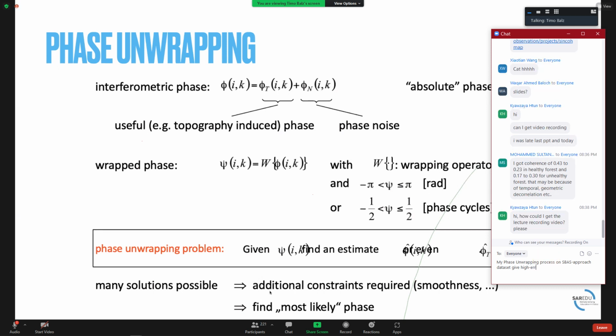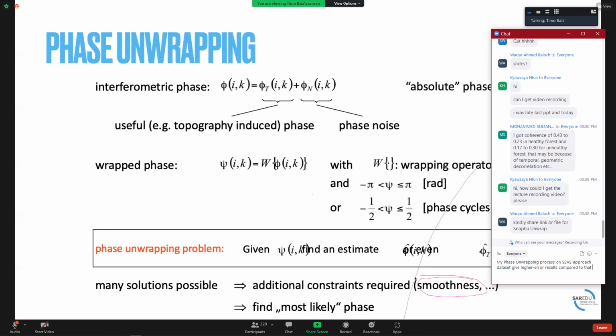Also, we need to add some additional constraints. For example, typically we add some smoothness constraint. Let's say we want to unwrap the phases going up this mountain that you saw, and I told you we count the phases, and then we can go up. This already has the smoothness constraint in it. We expect the mountain side to go up smoothly, and then we can count them.